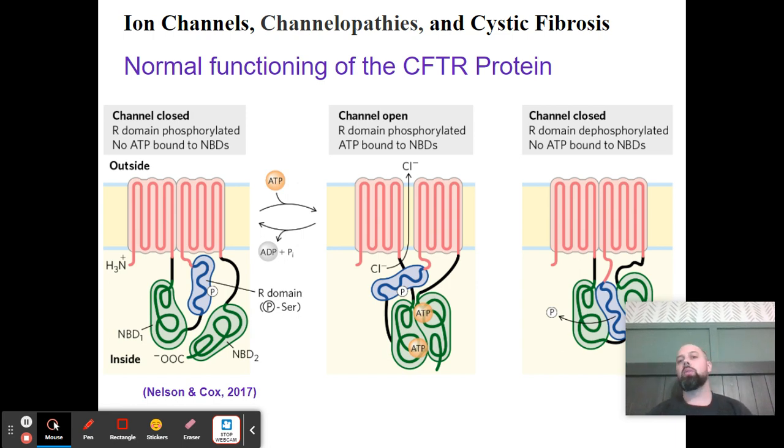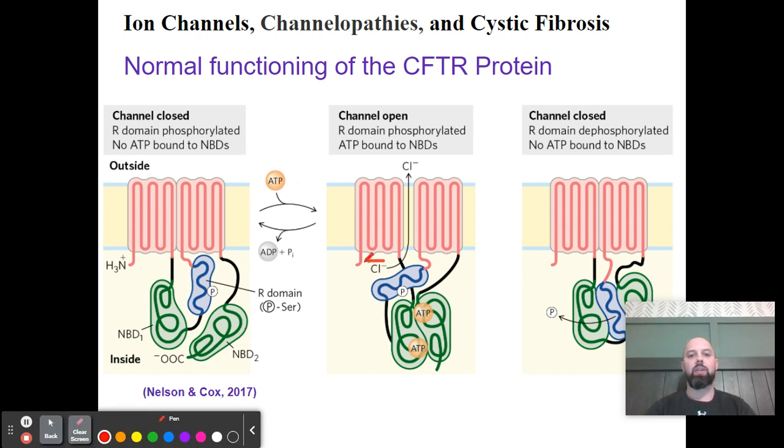So under normal conditions, the CFTR protein is what allows chlorine ions to pass. So again, we have an ion channel. Here we have chlorine moving, and this is associated with the binding of two ATPs to each NBD unit. So here we have two NBD units, you'll notice.